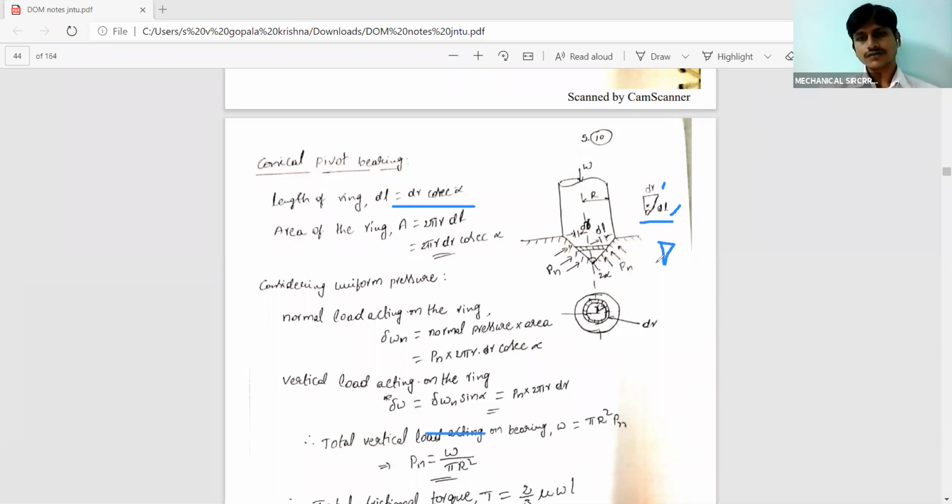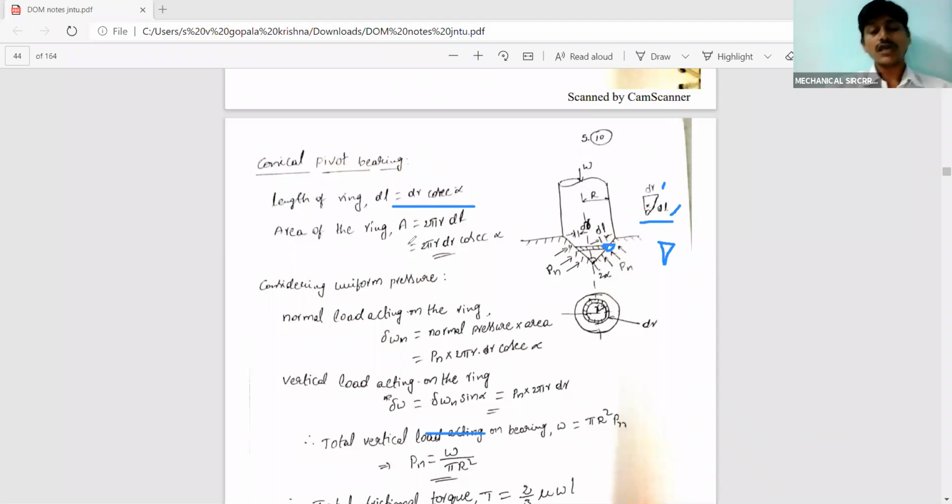So now, that is the length of the ring, a very small portion here. So that value dl is dr cosecant alpha.